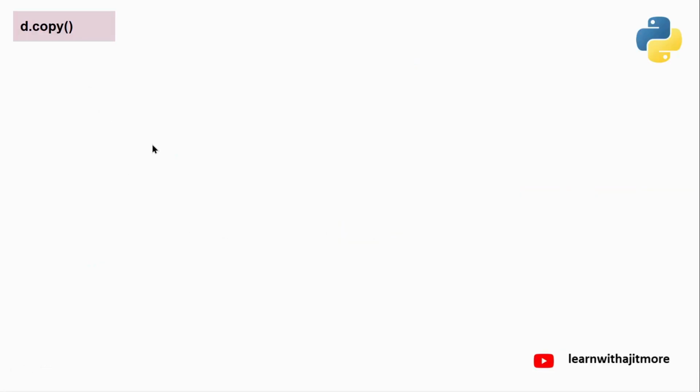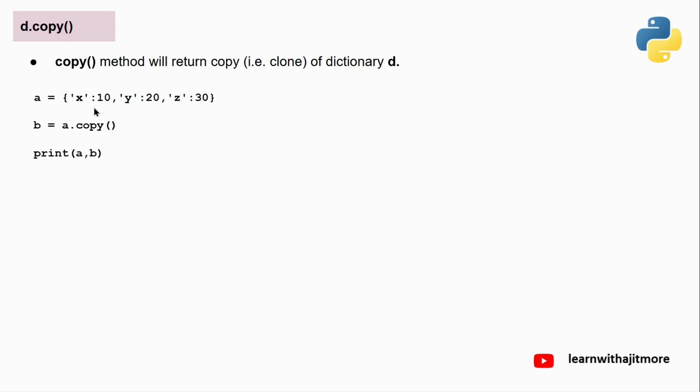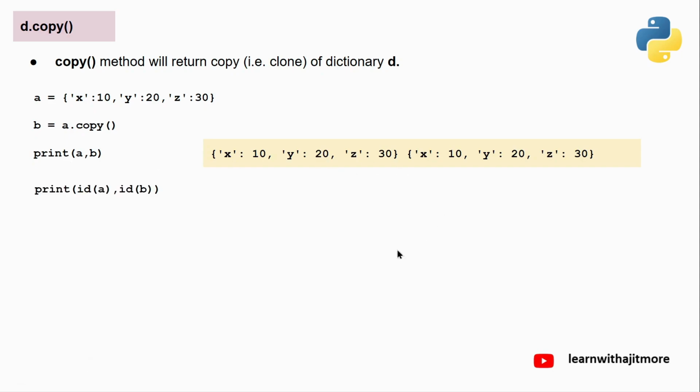ठीक है, तो क्विकली अबाउट कॉपी मेथड देखेंगे। सो कॉपी मेथड विल रिटर्न कॉपी, दैट इज क्लोन ऑफ डिक्शनरी D. See, a equal to, this is your original dictionary, b equal to a dot copy, you will get a copy. Initially both the dictionaries are same. If you print the address, address itself is different, that itself proves copy is created.